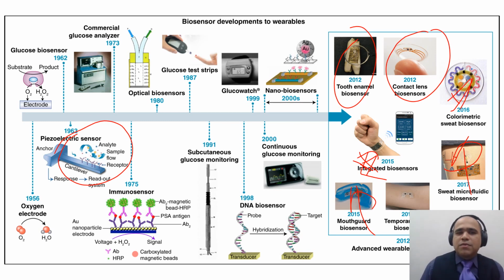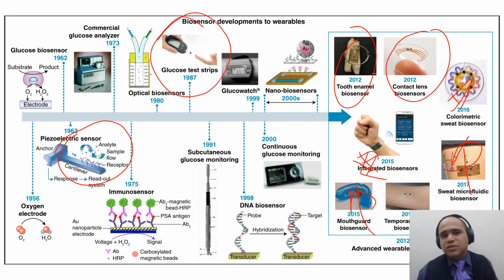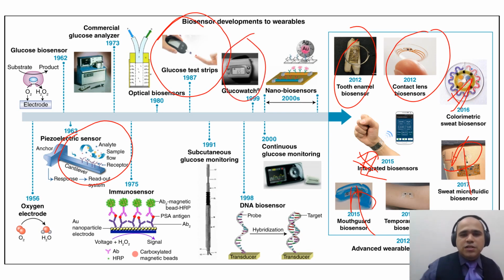There could be many other sensors, like temperature. This is already in practice. Everybody might have seen the sugar testing strips, and there could be a gluco watch and so on. Nowadays, people are moving towards nano sensors, and I'm not going into detail in this current presentation.